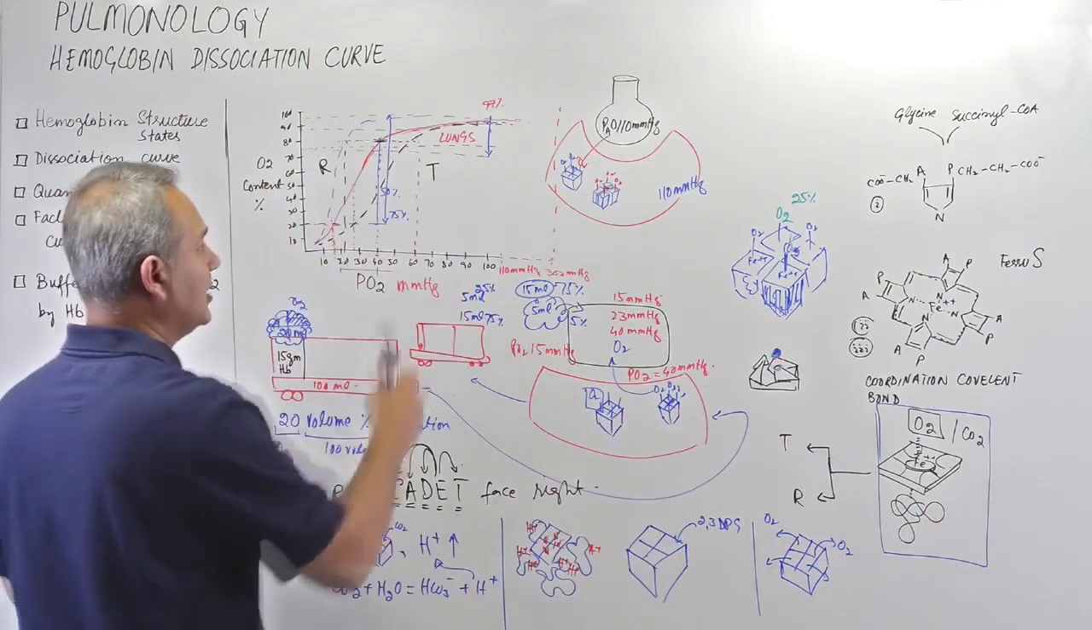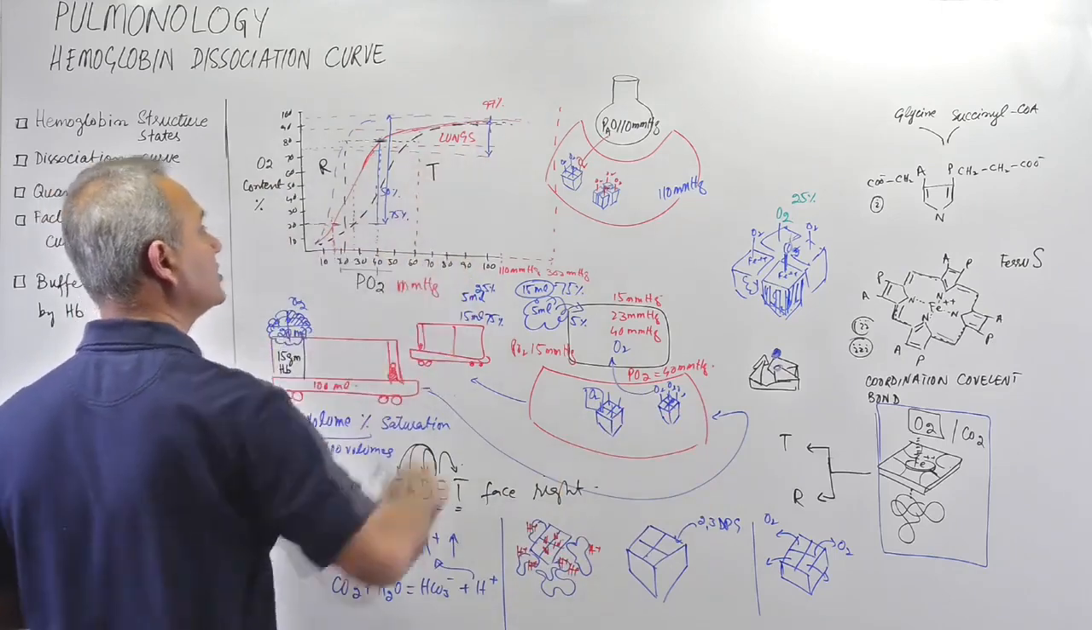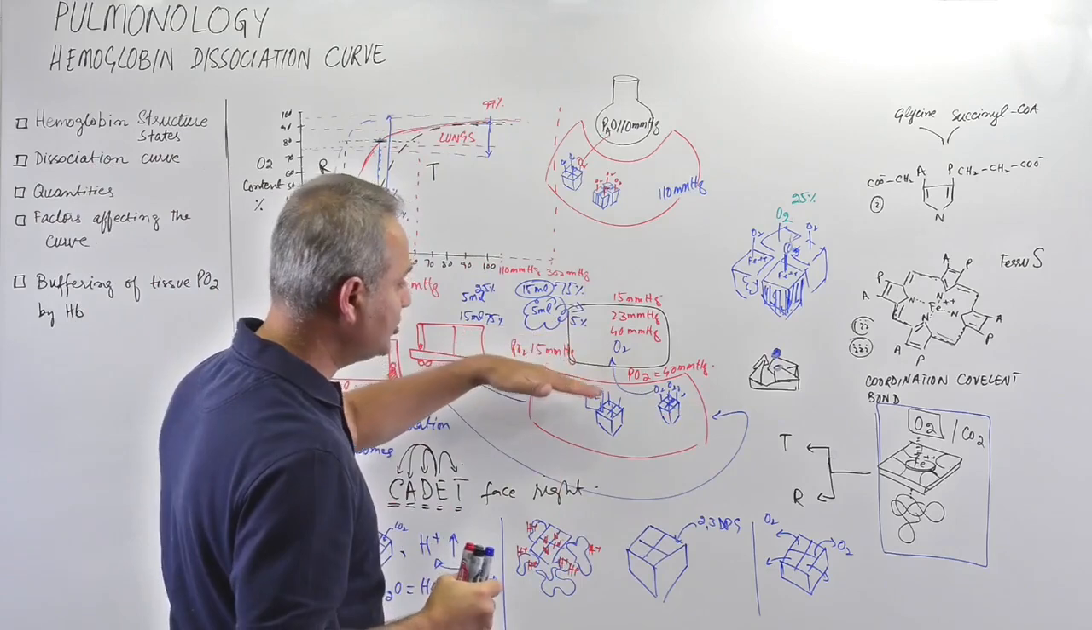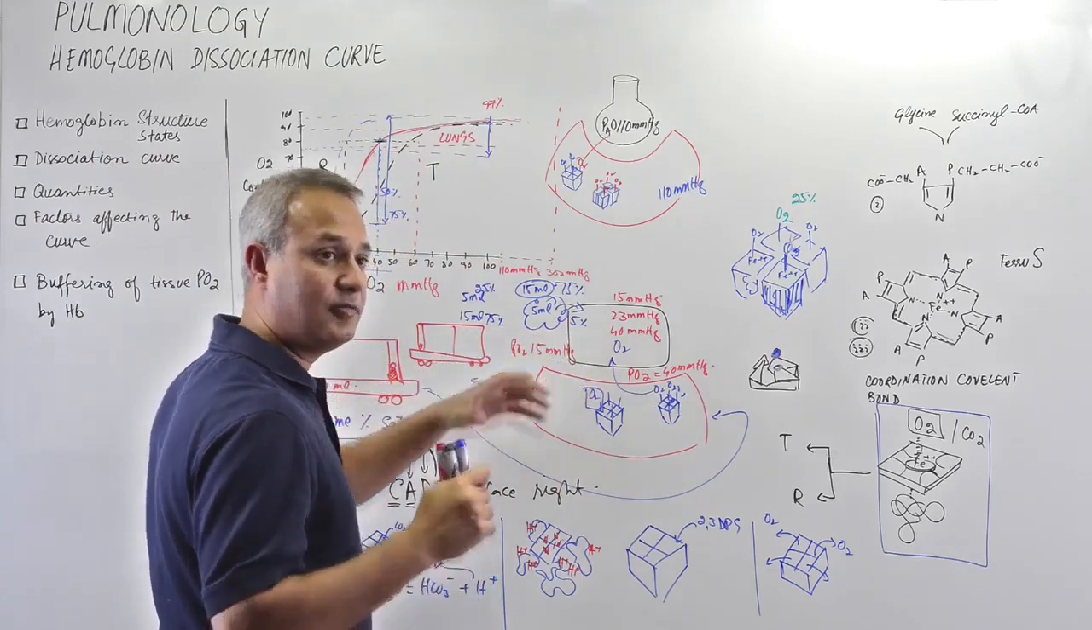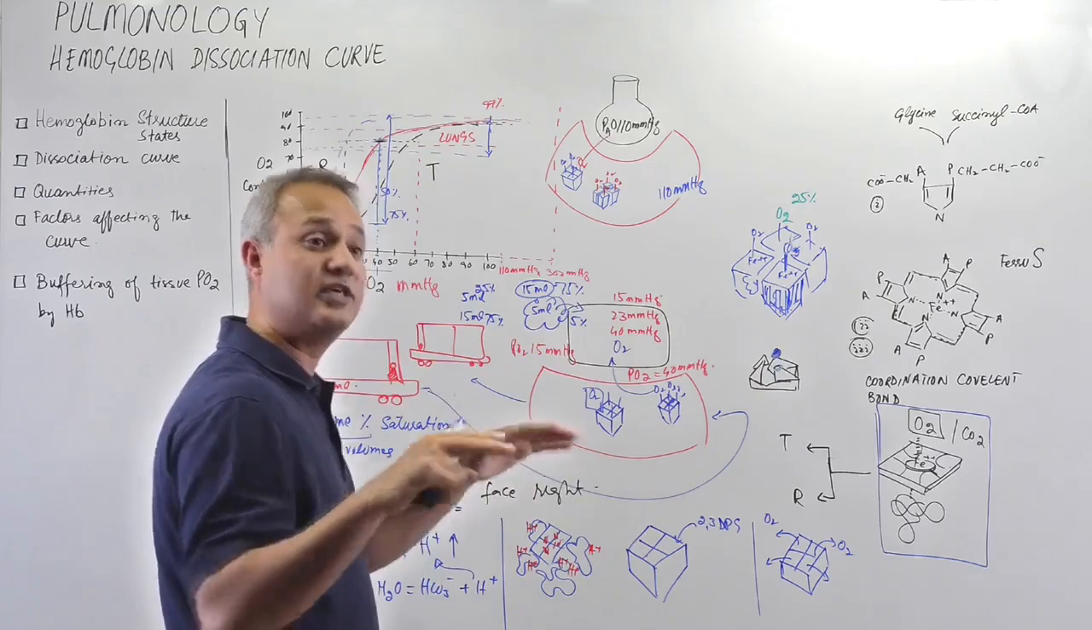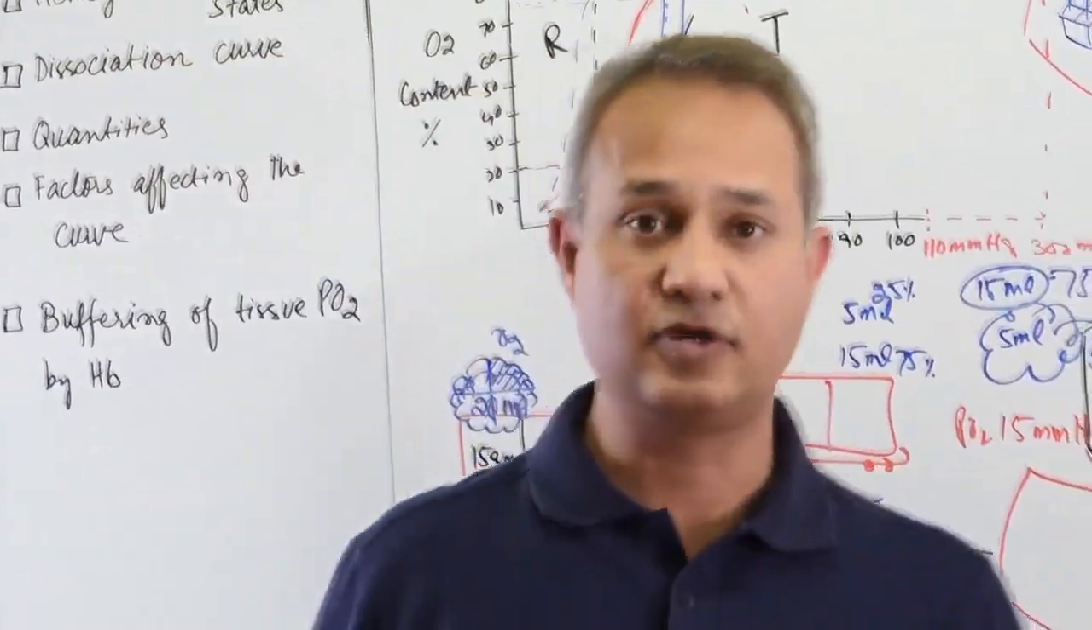So that is a way you can read that from the dissociation curve as well, that as the change happens to the tissue pressure, the hemoglobin helps maintain the pressure at 40. That's about it. Thank you.